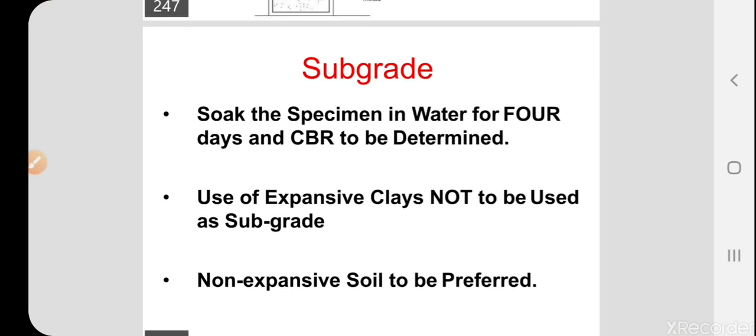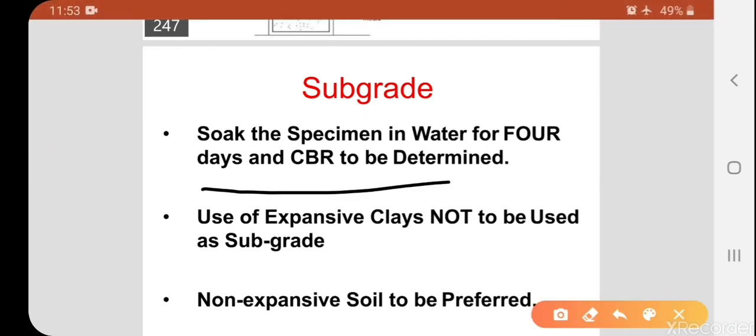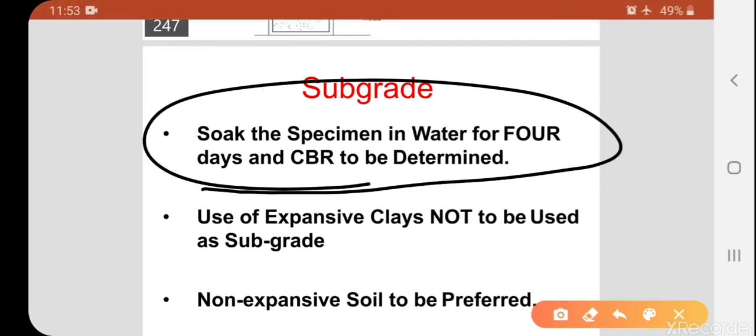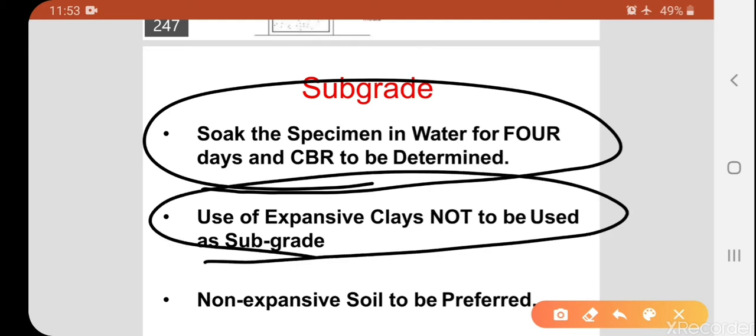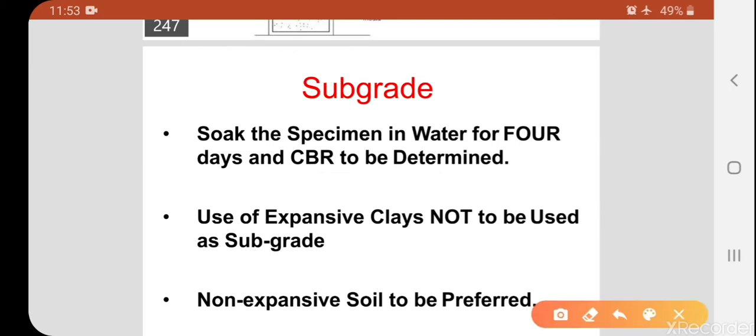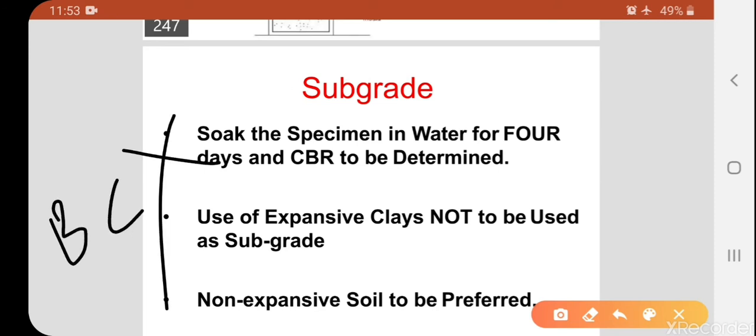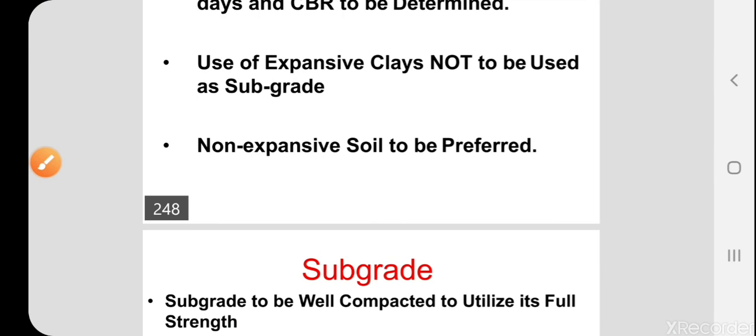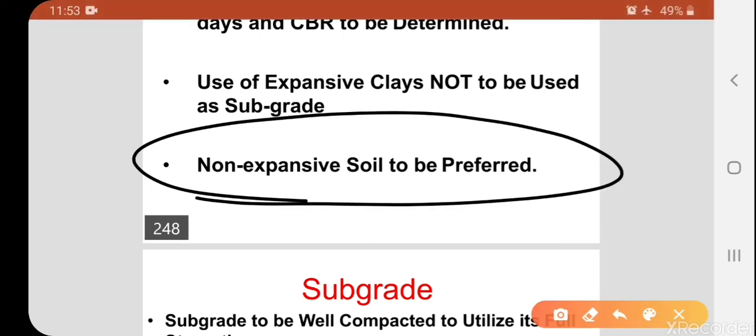Next, subgrade. What do you mean by subgrade? Soak the specimen. Soak means nothing but we need to immerse the specimen in water for 4 days and the CBR to be determined, nothing but the predetermined CBR. Expansive clay is not to be used, as I already told. Black cotton soil or BC soil should not be used for the construction of road pavements, and a non-expansive soil is to be preferred, because BC soil is an expansive soil, so this soil is not suitable for construction.